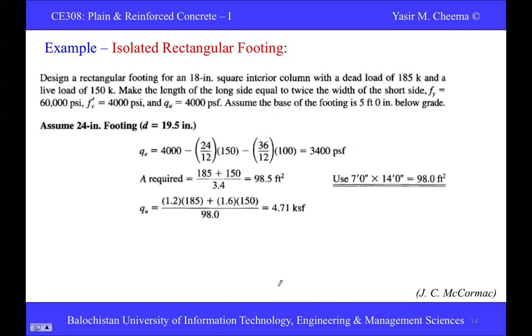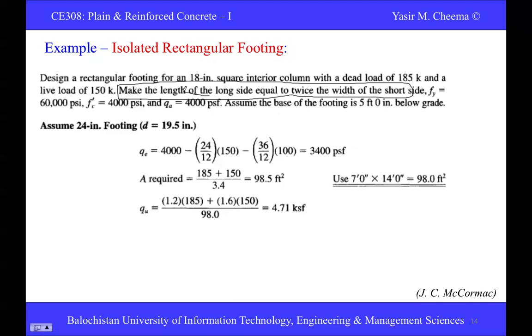So here comes the example for the isolated rectangular footing. Design a rectangular footing for an 18-inch square interior column with a dead load of 185 and a given live load. Here it is recommended, though sometimes you take it on your own, that the length of the longer side equals twice the width of the shorter side. So you are restricted: the longer side should be 2 times the shorter side. Fy and fc' are given.